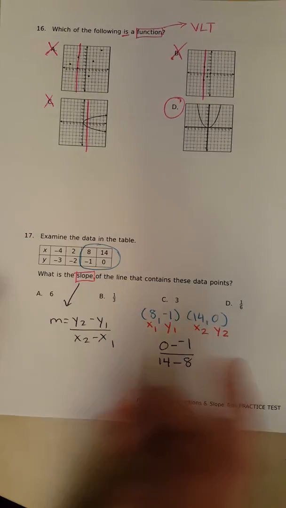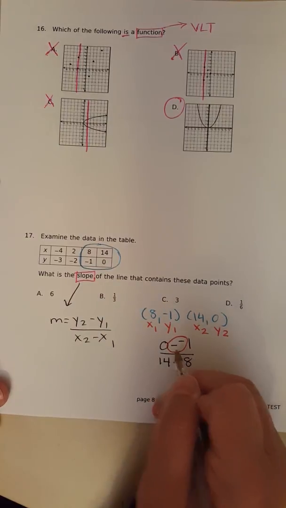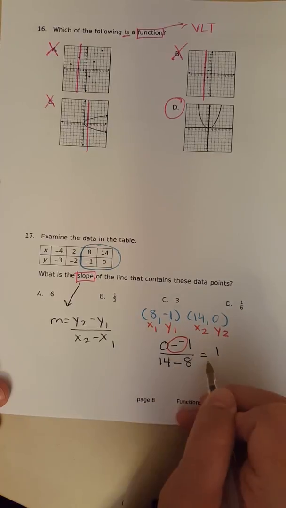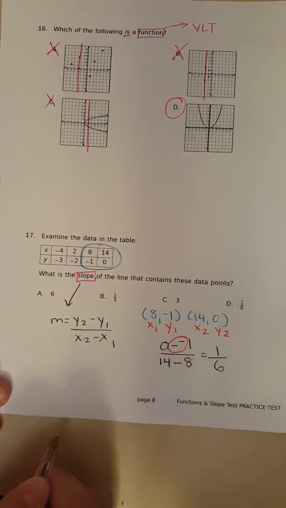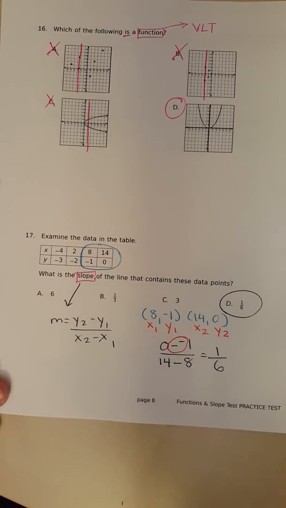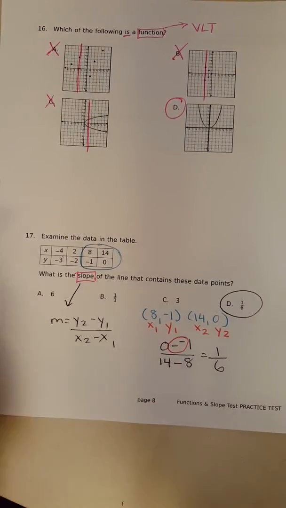So one thing to be careful about, when we have minus and negative, that is the same as plus. This really says 0 plus 1, which is 1. And 14 minus 8 gives us 6. So our slope for this problem is 1/6, which is answer choice D. And if you picked 2 other points instead, that would have also given us that same answer.